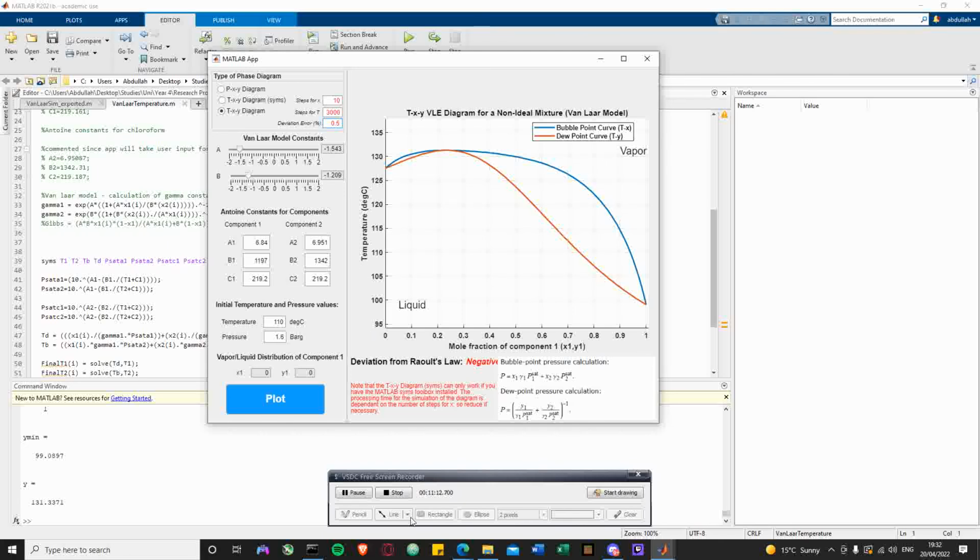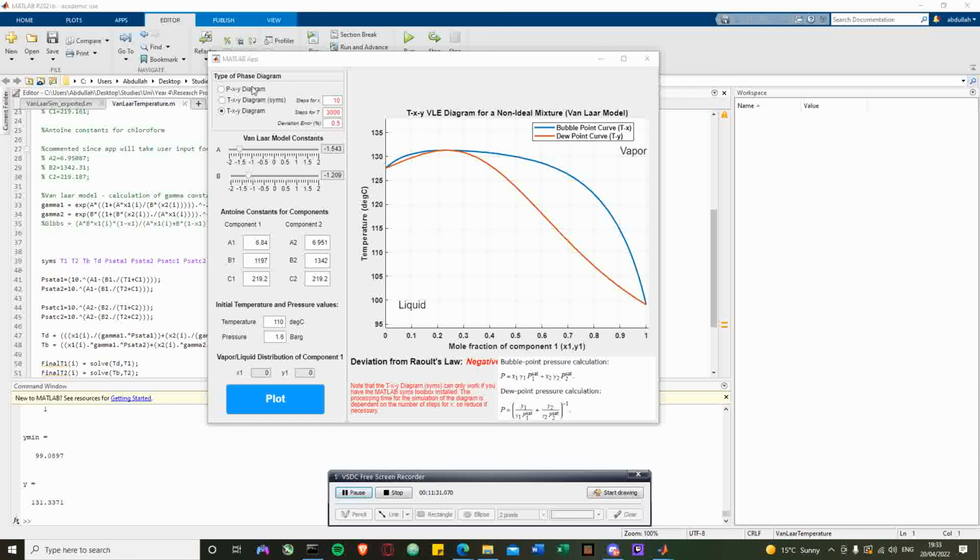That's the end of the difference between the two TXY diagrams and the background of how they're plotted, and the different features involved in them.